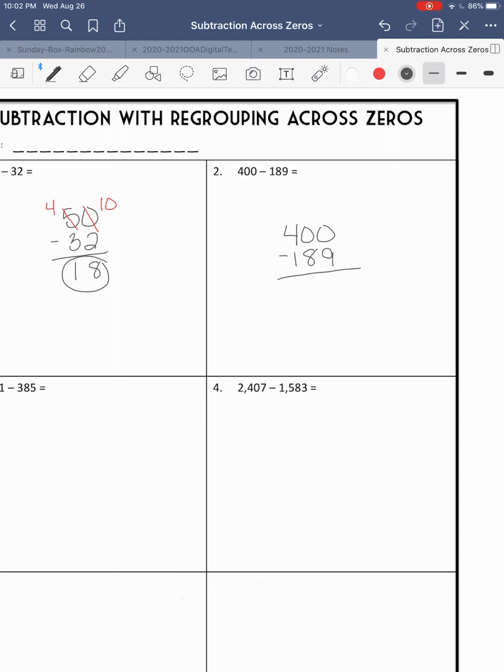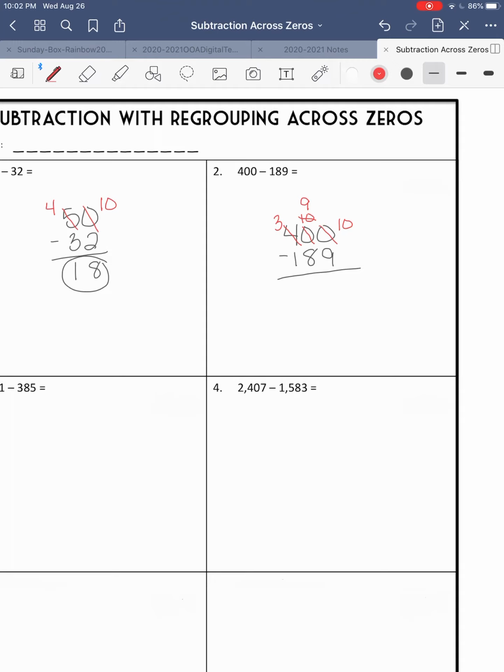So I go next door and I look at my second 0 and I can't do anything with it either. So I go all the way to my 4 and I borrow from 4. My 4 becomes a 3, which would make my middle 0 become a 10. But then I have to borrow from that 10 in order to help my last 0 become a 10. So where I had a 10, it now becomes a 9.